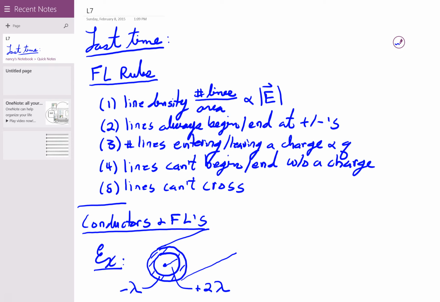The first one is this rule regarding line density. The number of electric field lines per unit area we saw was directly mathematically proportional to the strength of the electric field at any location. That concentration of lines with high density in regions of large electric field was something that we were able to understand directly by the mechanical fluid analogy. That kind of shows you the power of this thing.